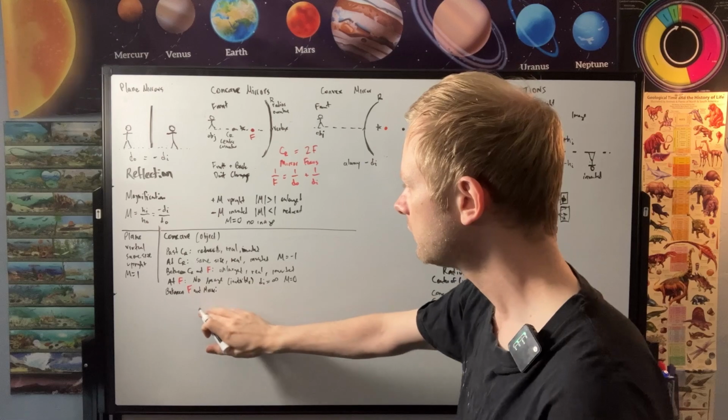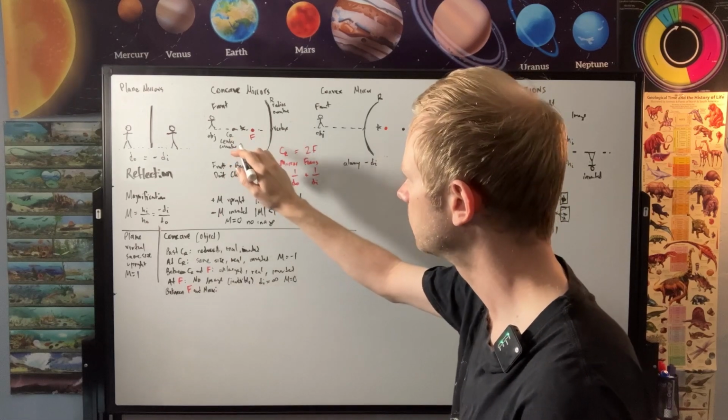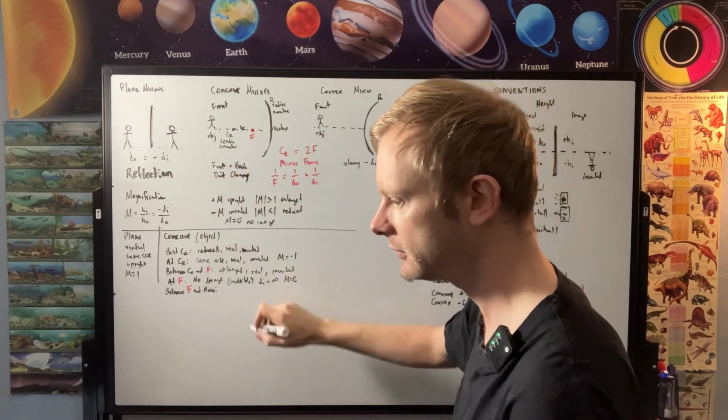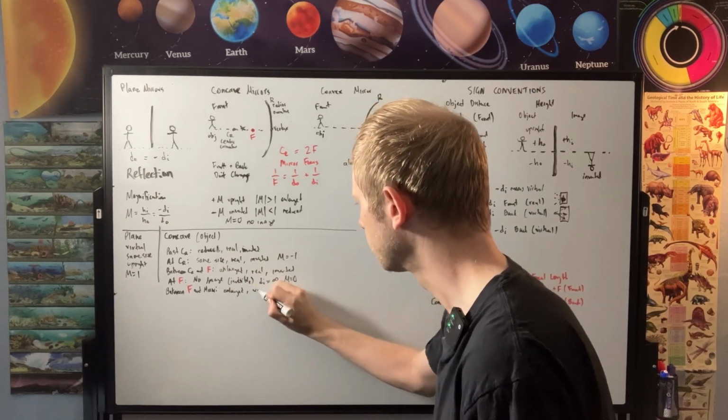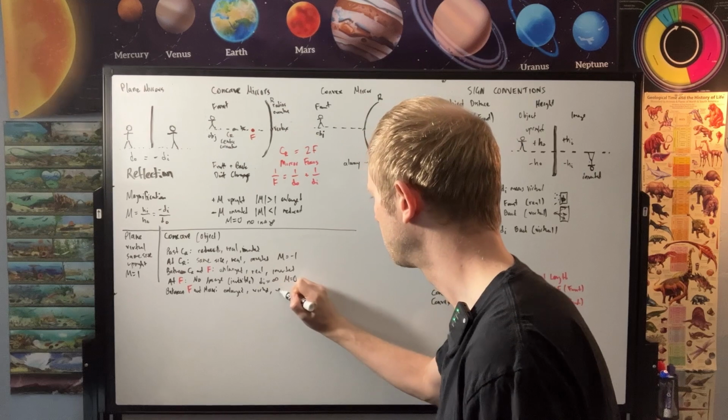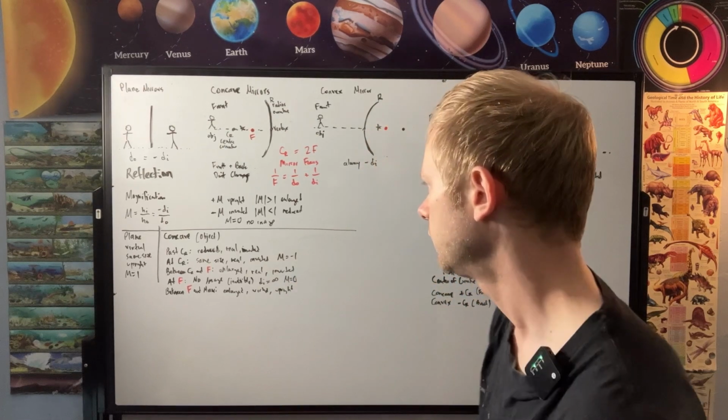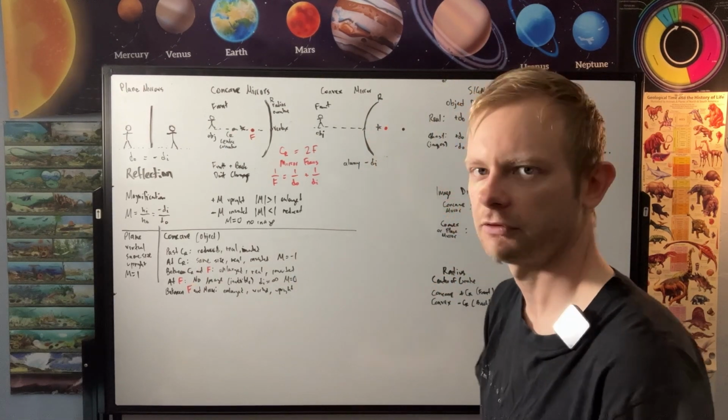And for between F and the mirror, if you put the object between F and the mirror right over here, then you'll get an enlarged image that is virtual and upright. And these are different scenarios for the concave mirrors.